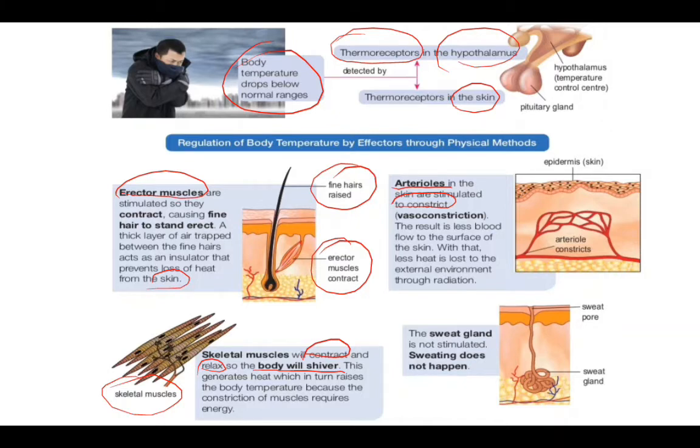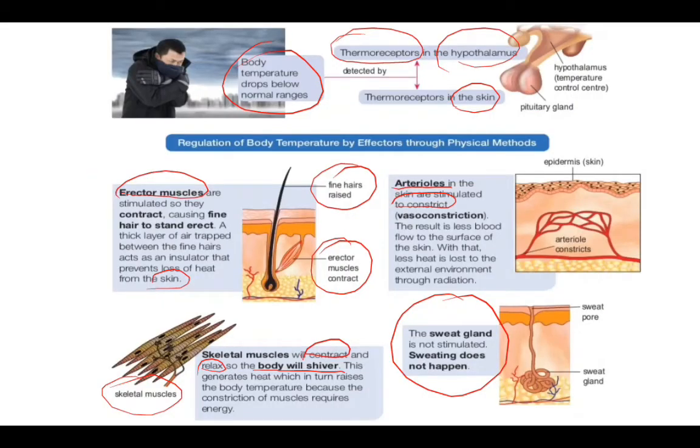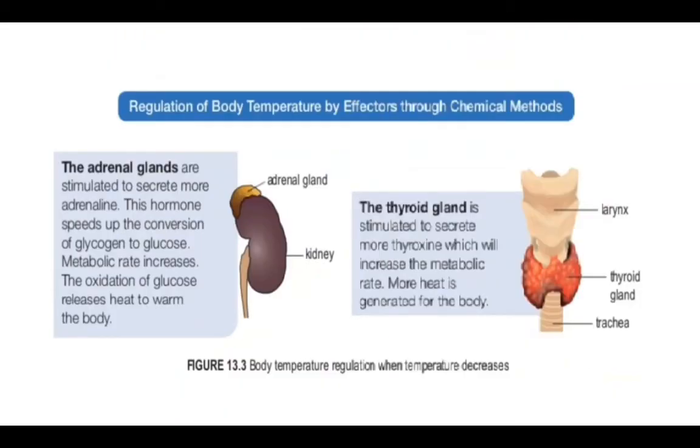Okay, and then the sweat gland is not stimulated. Sweating does not happen when our body temperature is below normal. So yang ini adalah physical method. How about chemical methods? Adrenal gland stimulated. So di sini dia stimulated, so more adrenaline will be secreted.